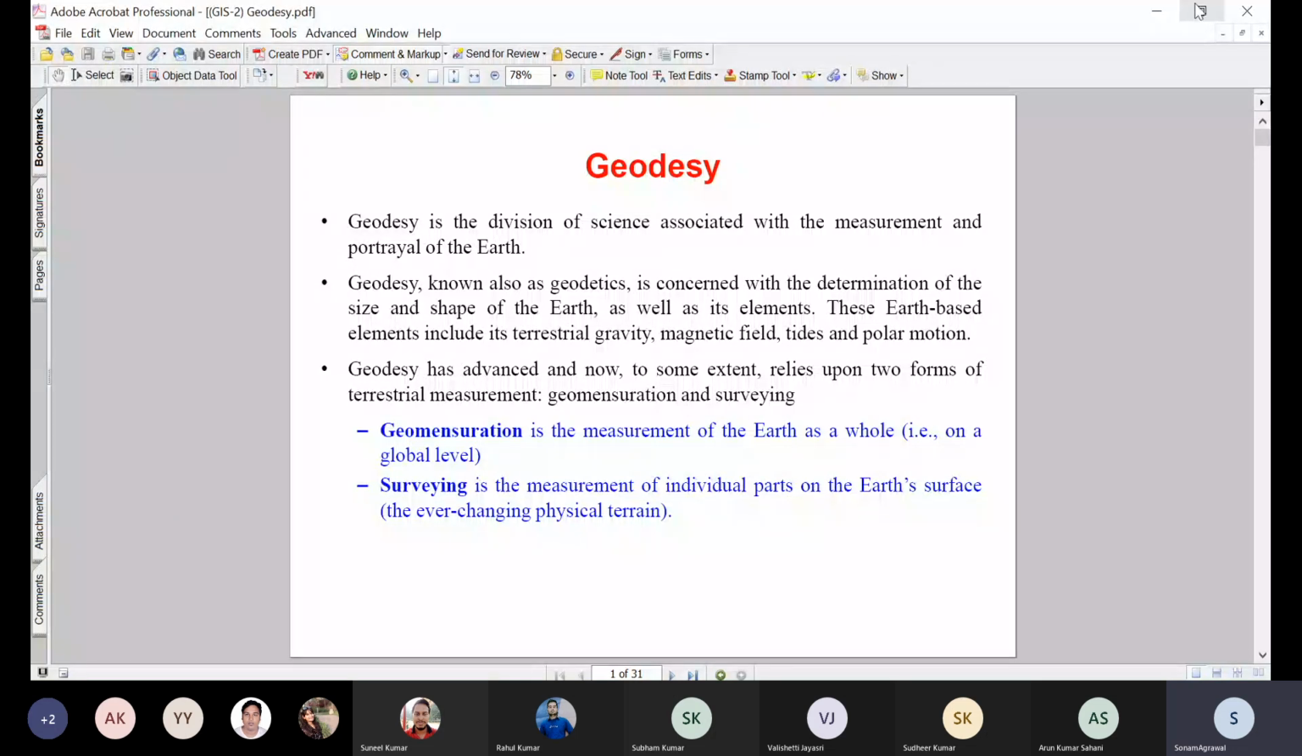So in the last term, we have discussed some evolution components, about the evolution of GIS, and after the evolution, we have seen the components of GIS. So there are a total of 5 components of GIS.